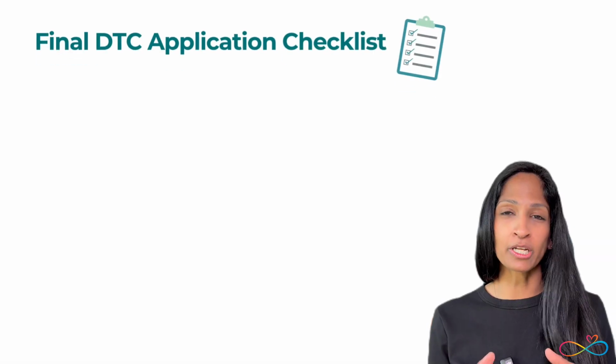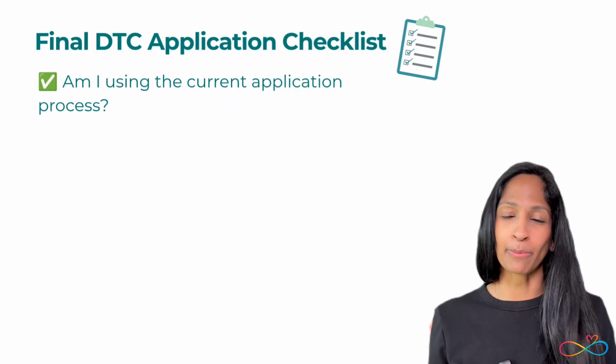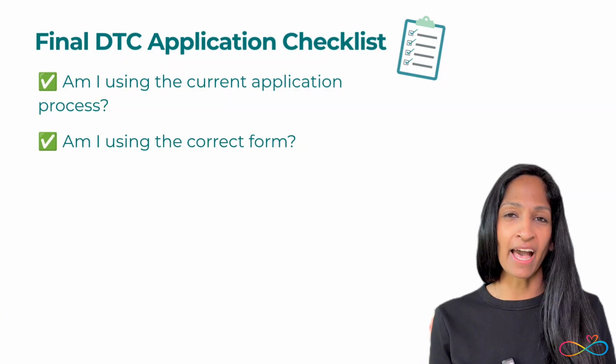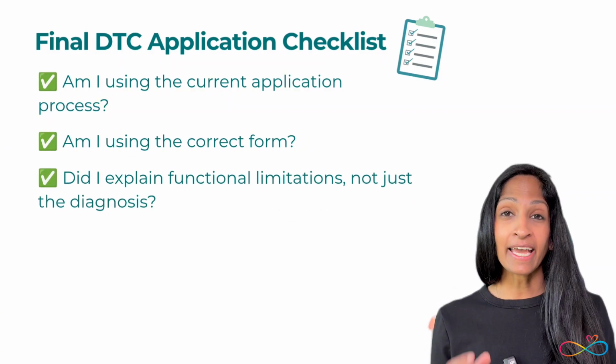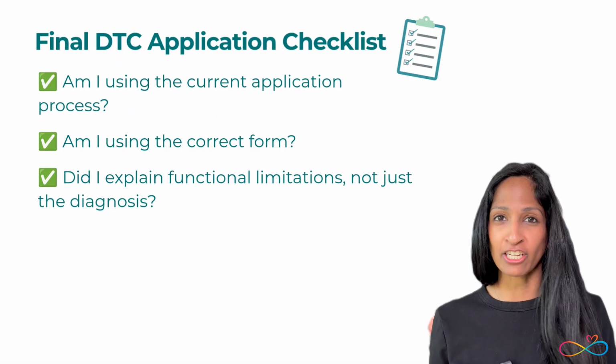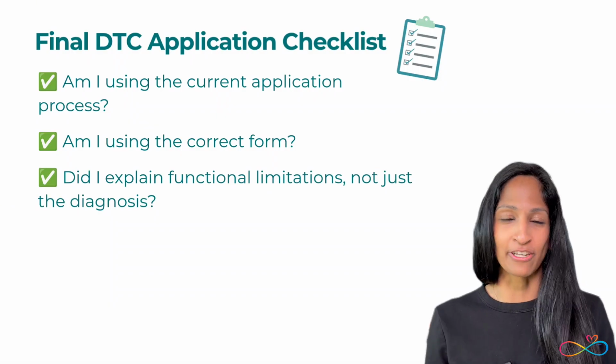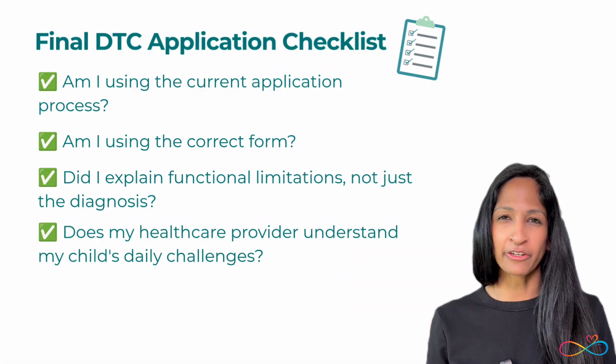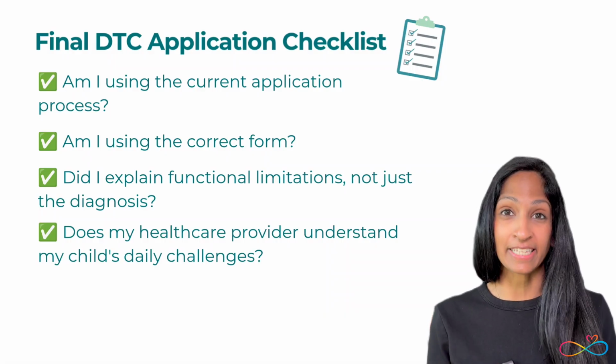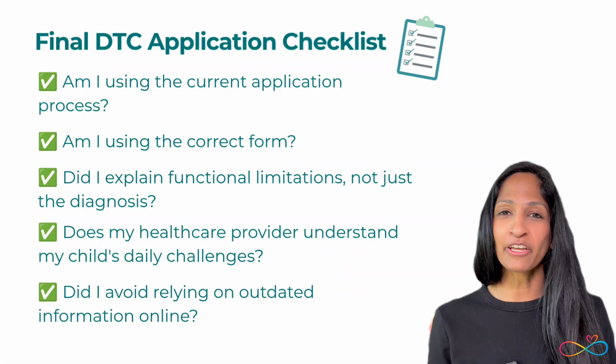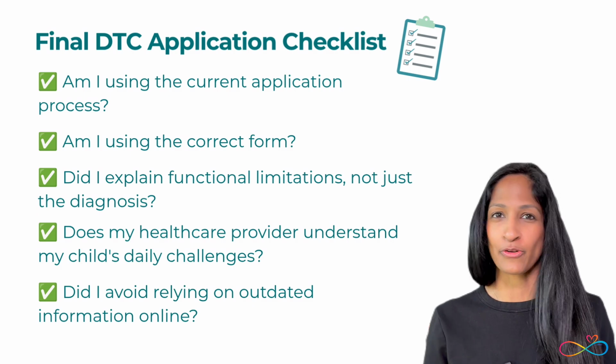So here is your final checklist. Before you submit the DTC application, you want to make sure: am I using the correct application process? Do I have the correct form? Did I explain the functional limitations, not just the diagnosis? Does my healthcare provider understand my child's daily challenges? And lastly, did I avoid relying on outdated information?